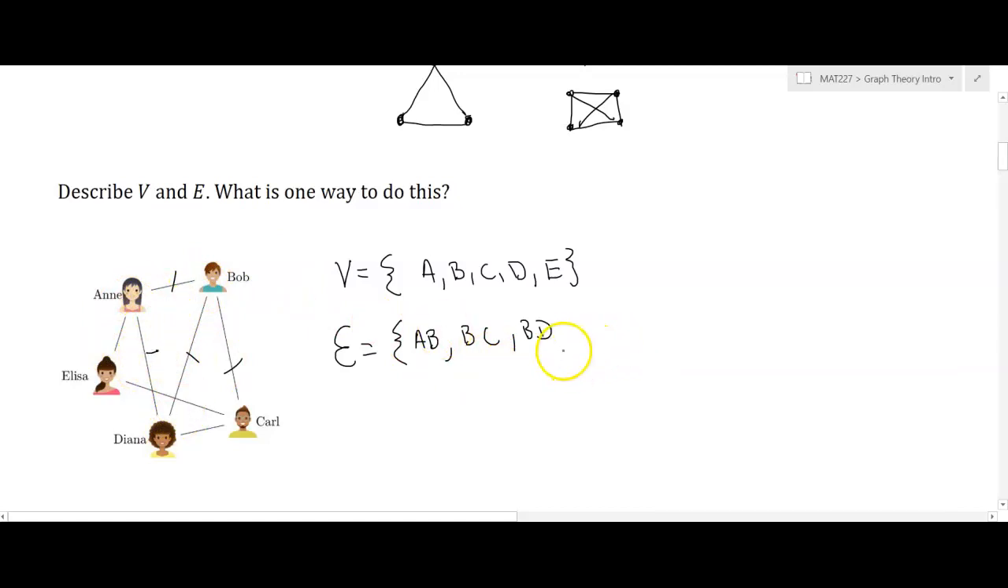So that would be AD, and then here we have AE, and finally we have CE, which is that edge right there, or EC. It doesn't matter which way we list those. So that's a complete description of this graph.